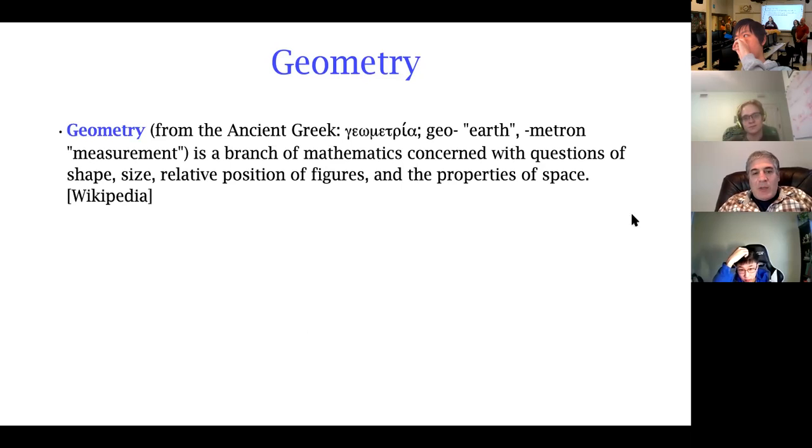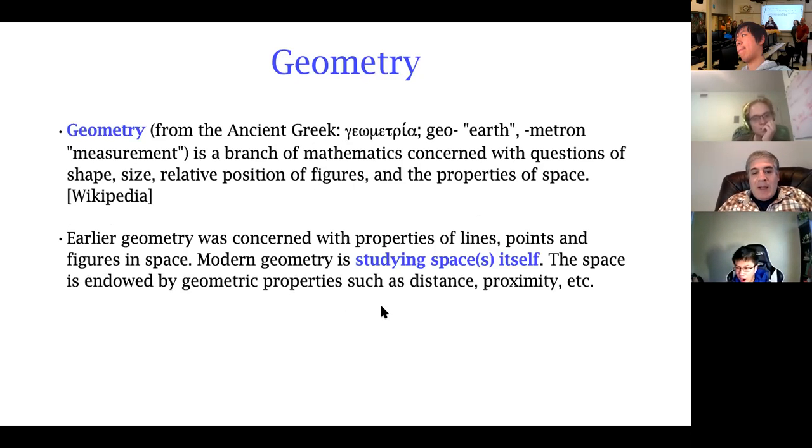Well, we'll start with the definition that geometry is from ancient Greek, which is measuring the earth, but it is a branch of mathematics which is concerned with questions of shape, size, relative positions of figures, and the properties of space, according to Wikipedia. And earlier, geometers were basically working with properties of lines, points, and figures in space. In modern geometry, we usually study spaces themselves.